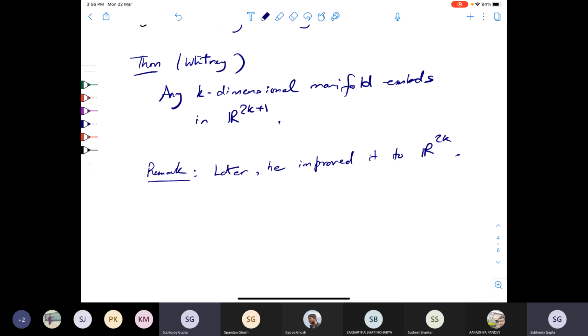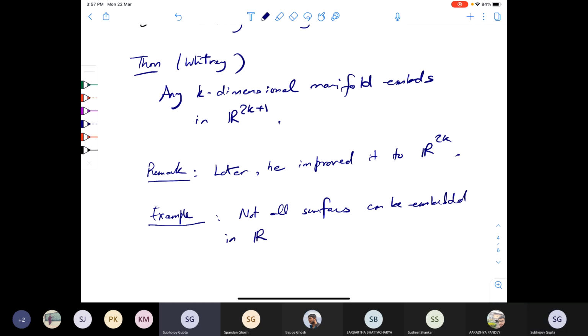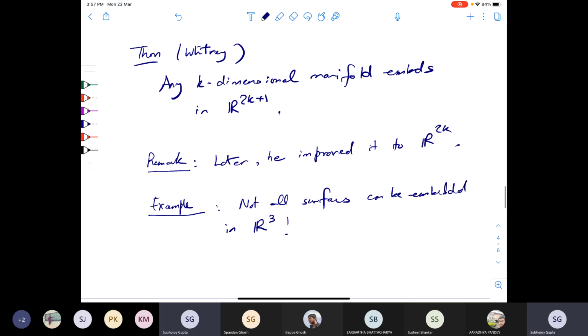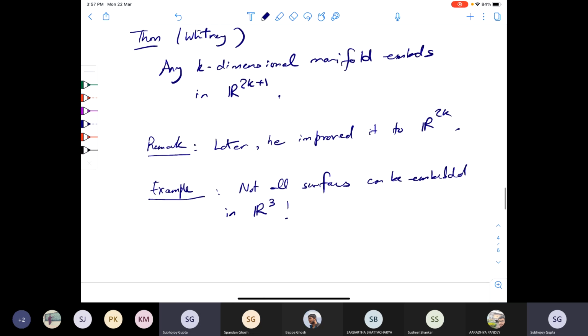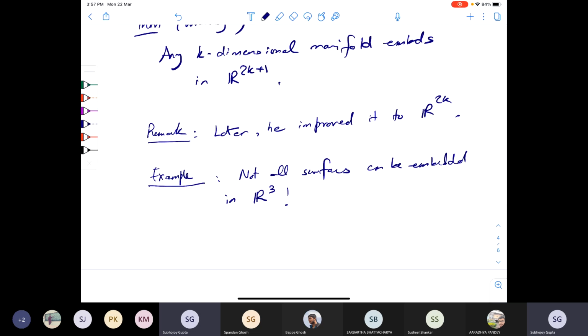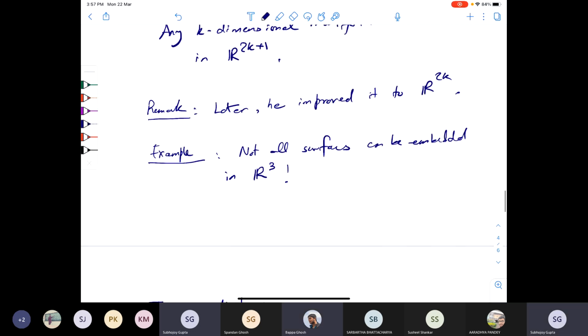We're going to prove this fact, compact as well as non-compact. And what's an example, by the way, of all this? If k is equal to 2, if you're a surface, then not all surfaces can be embedded in R to the 3. But Whitney tells you can embed it in R to the 4. So what's an example of something that can't be embedded in R3? The Klein bottle. Yeah, that's right.